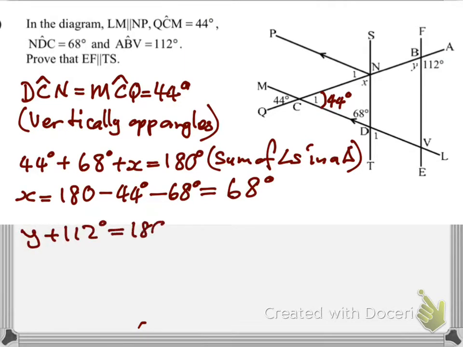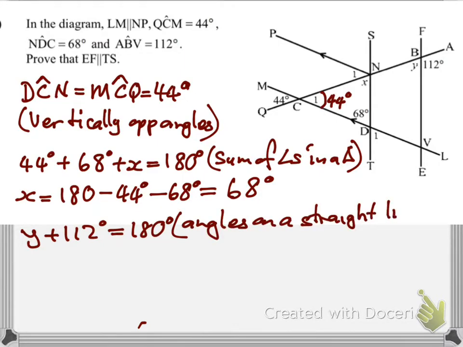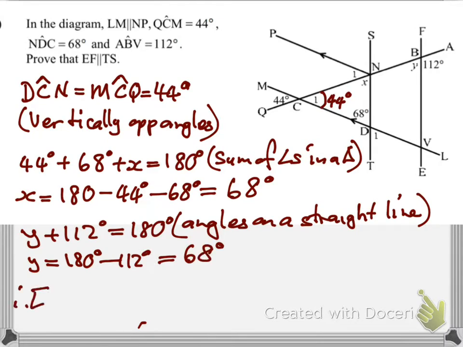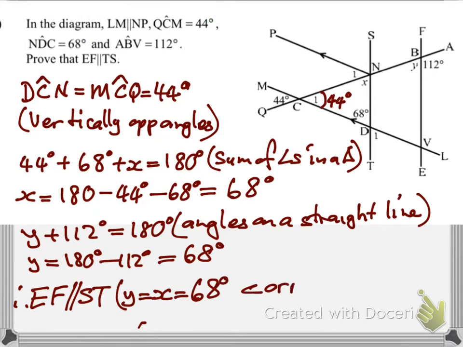Now I solve for Y using the properties of a straight line. Y plus 112 is equal to 180 degrees. Those are angles on a straight line. Now I solve for Y. Y is going to be 180 minus 112 degrees, which is 68 degrees. Now I can say therefore EF is parallel to ST because Y is equal to X, which is 68 degrees, and those are corresponding angles which are equal only where they are parallel lines.